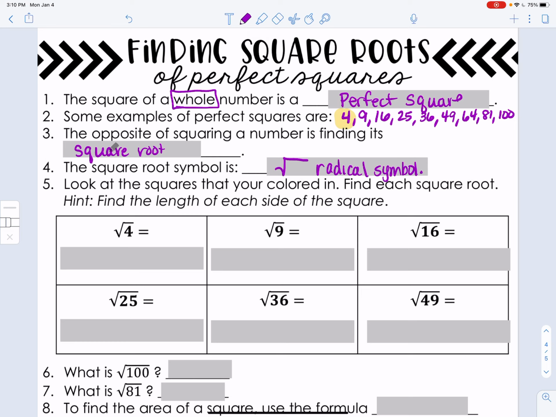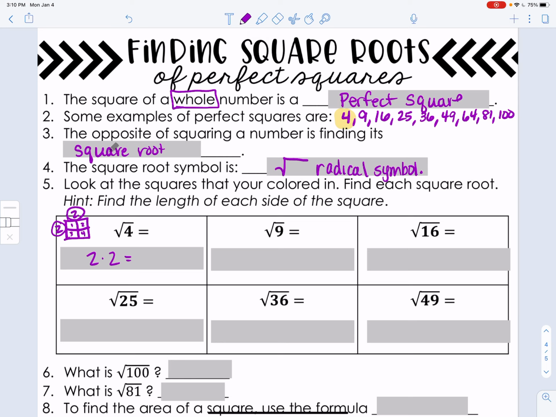Okay? Look at the squares that you colored in. So look at yesterday's thing, and you're going to try to find each square root. So yesterday's had this box, and it had 2 and 2. So this has an area of 4. 1, 2, 3, 4. So the root, probably use the wrong term, but the square root of 4 comes from the 2's on the side. 2 times 2 equals 4.